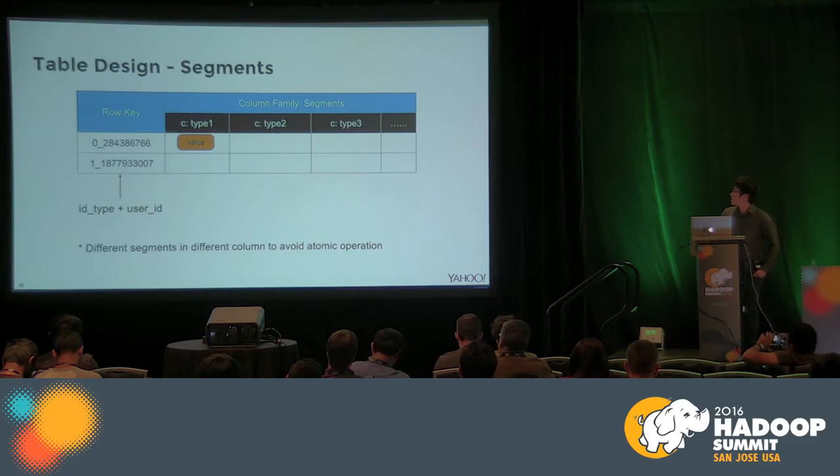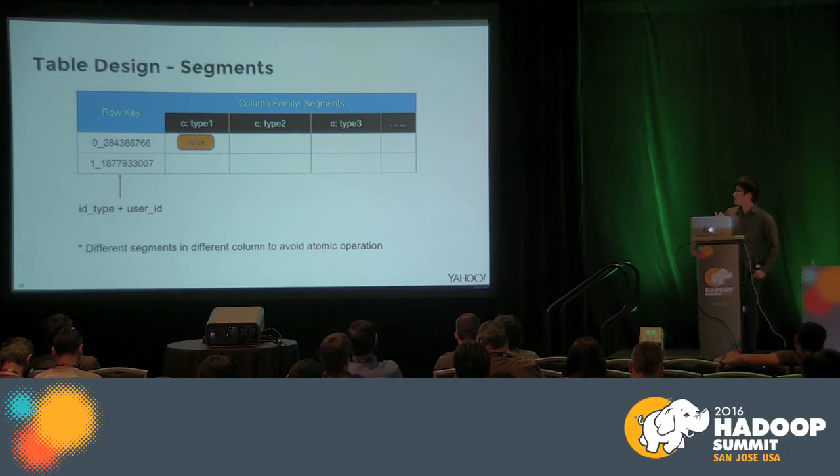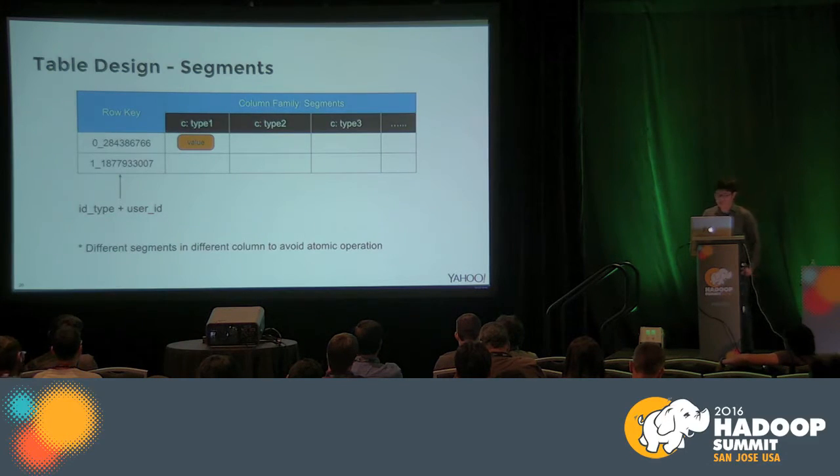Then it's the segments table. The key design is similar to the properties table. Here we have multiple columns to represent segments coming from a specific source. We have multiple groups at Yahoo building user profiles and coming out with segments. Here we separate the segments list based on the source. In this way, they can update the segments independently, and we don't need to take care of concurrency control.